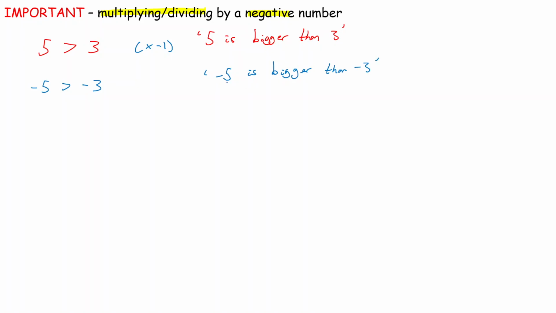And does that make sense? Is negative 5 bigger than minus 3? That statement does not make sense. Okay, the one above does. 5 is bigger than 3, but negative 5 is not bigger than minus 3.